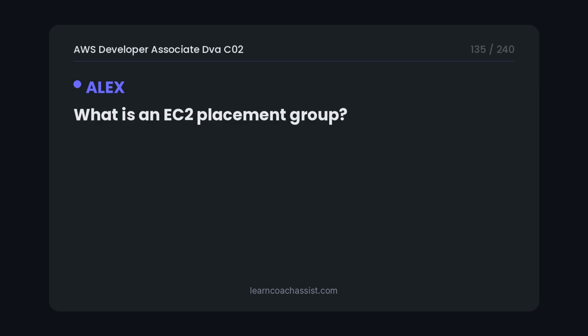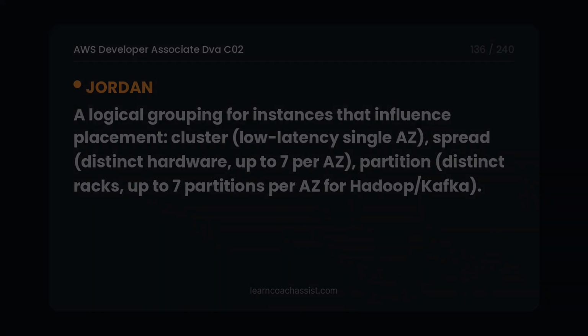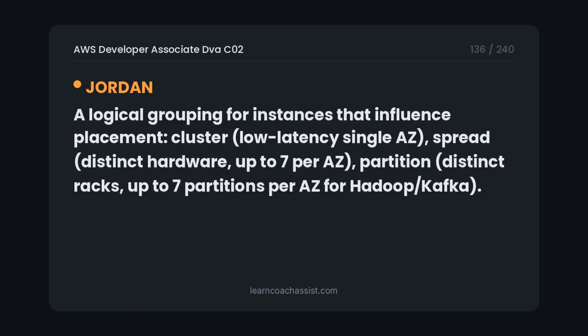What is an EC2 placement group? A logical grouping for instances that influences placement: cluster, low latency single AZ; spread, distinct hardware, up to 7 per AZ; partition, distinct racks, up to 7 partitions per AZ for Hadoop/Kafka.